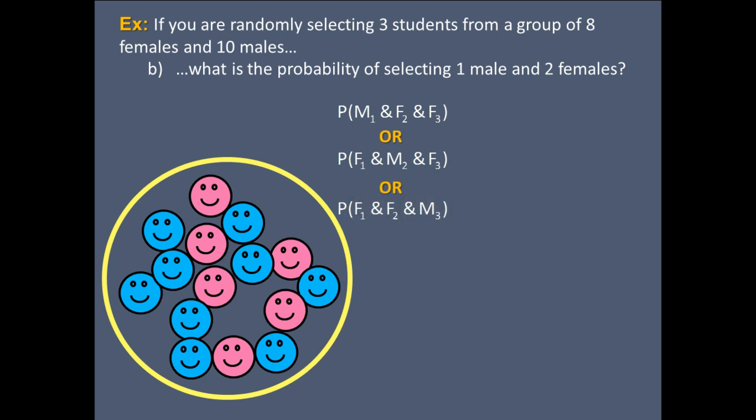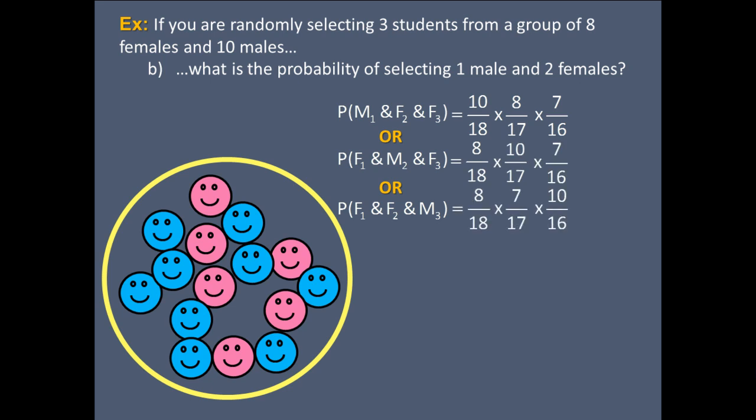Now, calculating any of those individual probabilities, what you should find is that those will all give you the same probability. It doesn't matter if we do 10 times 8 times 7, or 8 times 10 times 7, or 8 times 7 times 10. Order of multiplication doesn't matter. 2 times 3 is the same thing as 3 times 2. So each of those will give me a probability of 0.114 and all the other decimals associated with it.